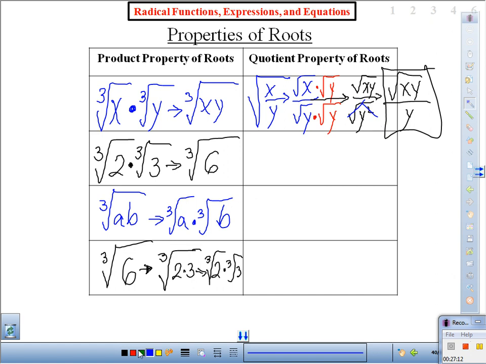Using numbers, square root of 25 over 64. Do that one by yourself. Copy that and go. All right, let's see what you get. Square root of 25 over square root of 64. What is square root of 25? 5. Square root of 64, 8. And I'm done.